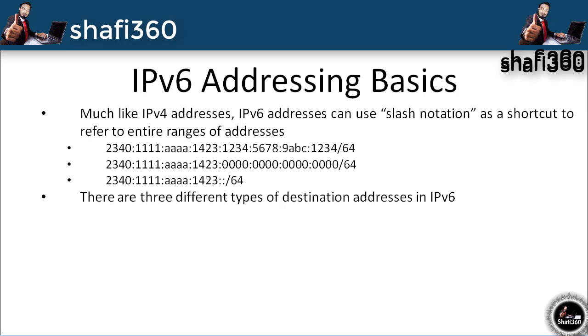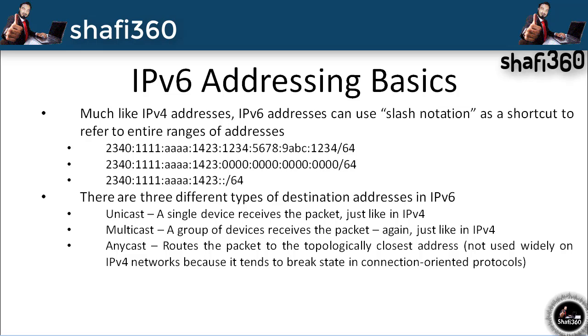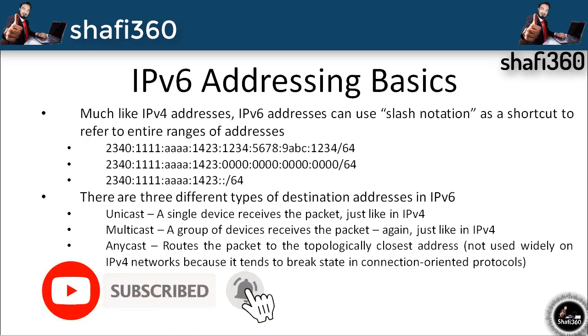Now, there are 3 different types of destination addresses in IPv6. The first, like IPv4, is a unicast. A single device receives the packet just like on IPv4. The second is a multicast. A group of devices receive the packet, again, just like IPv4. It's very similar, built on the same principles, so no need to be scared about it. The third type of destination address is an Anycast. An Anycast routes the packet to the host that is topologically closest to the requester. This is not really used widely on IPv4 networks because it tends to break state in connection-oriented protocols. Where you will see Anycast addresses is on load balancers, and again, load balancers is well beyond the scope of the CCNA, but it's worth mentioning anyway.